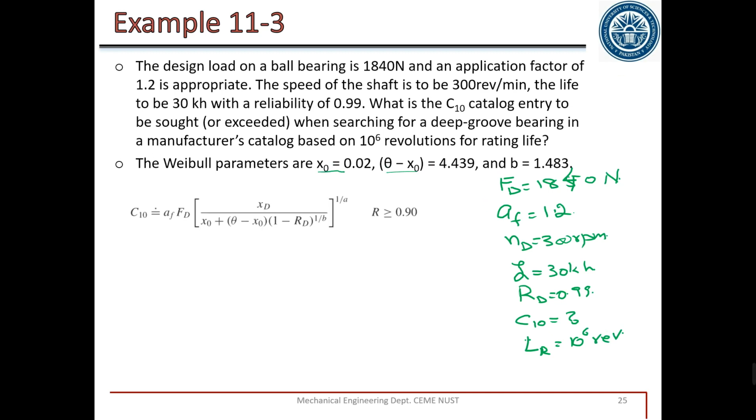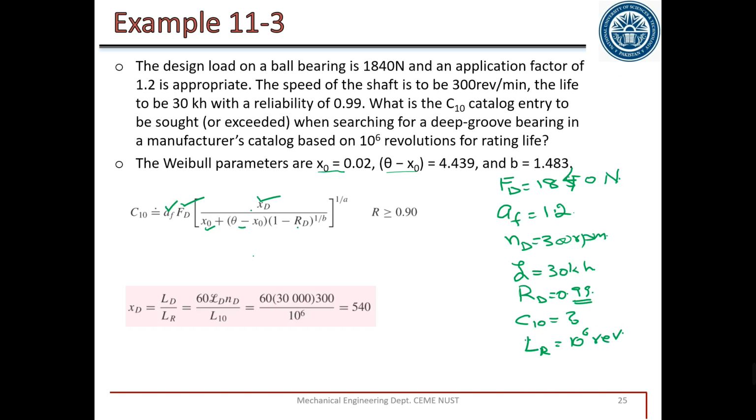So what do we need? We have this equation for reliability more than 90%. In this equation, we have the value of alpha or AF, we have the value of FD, and we have the values of x naught, theta minus x naught. Rd is also given, 0.99. We need to calculate xd.